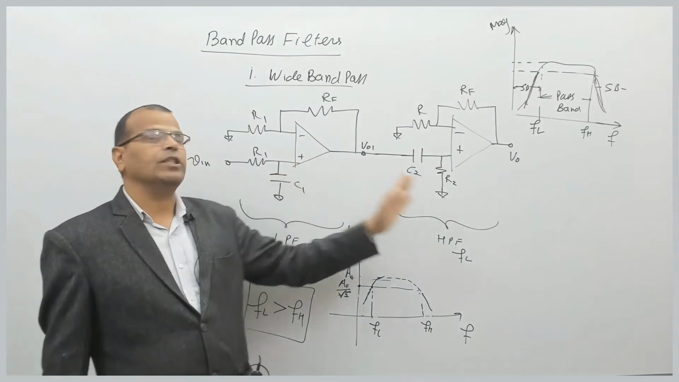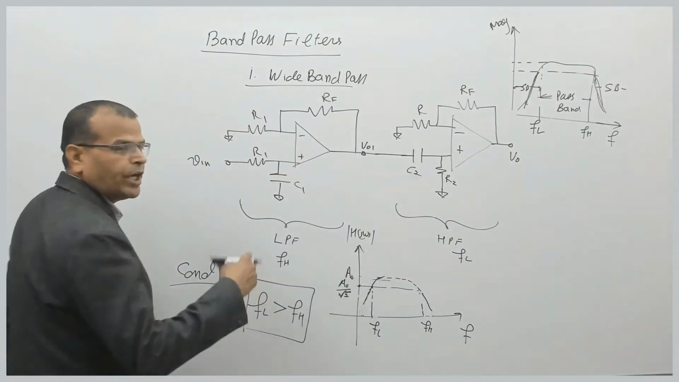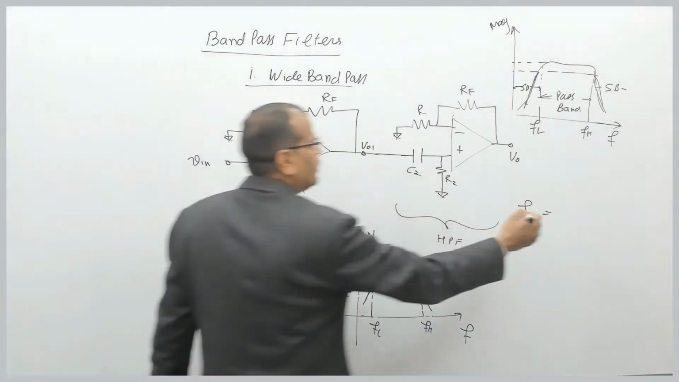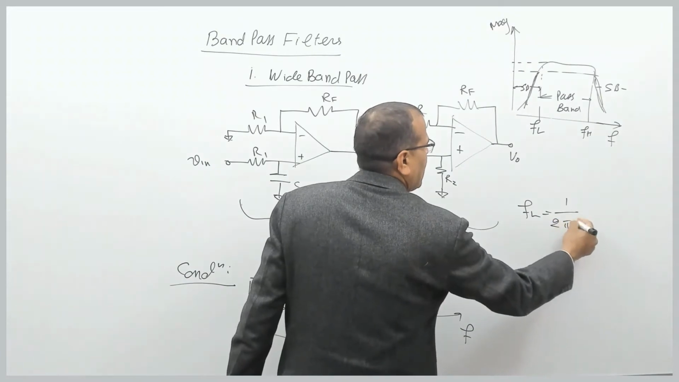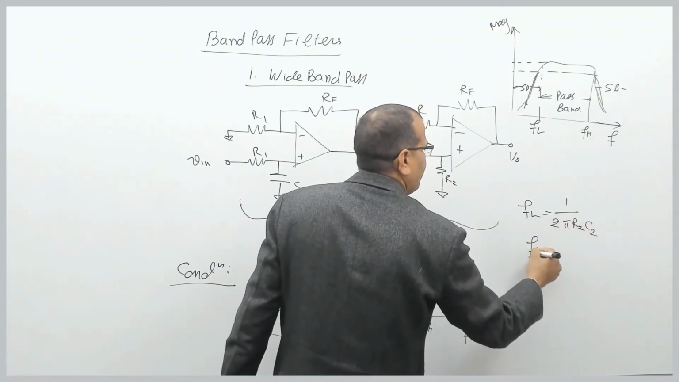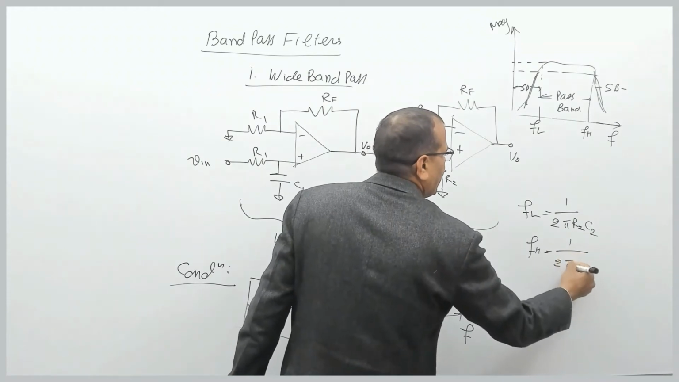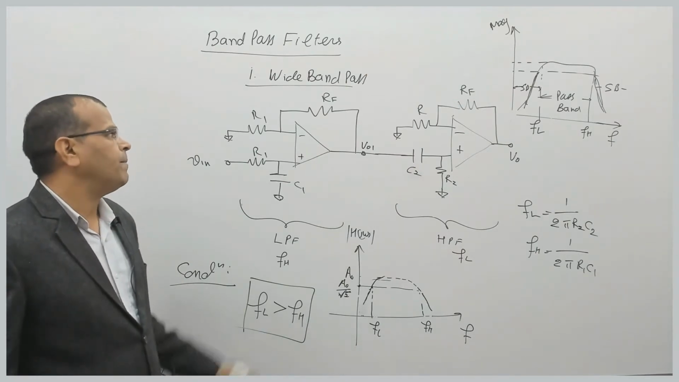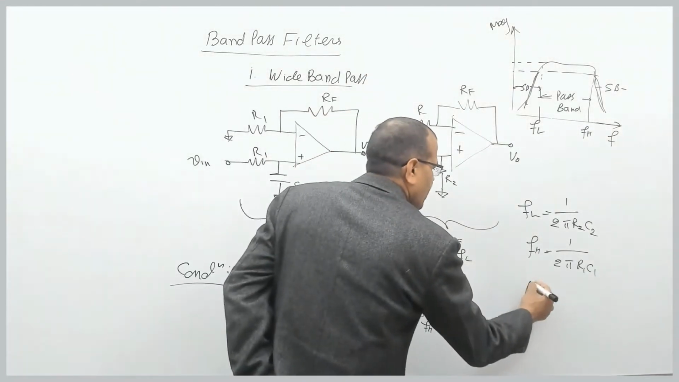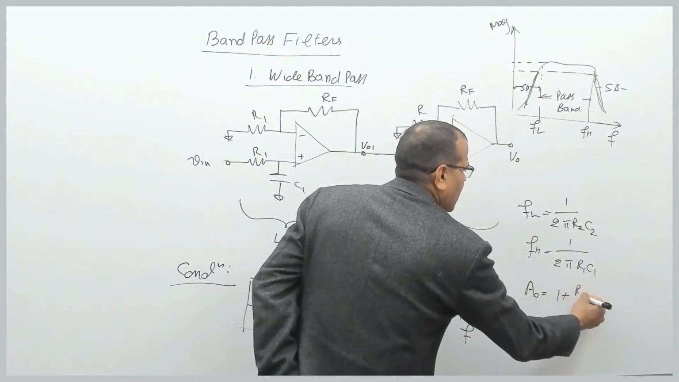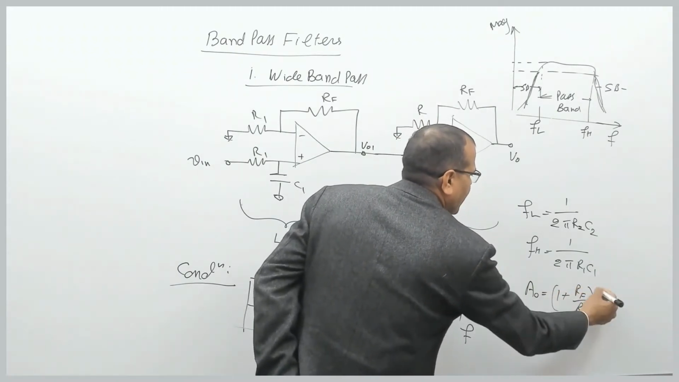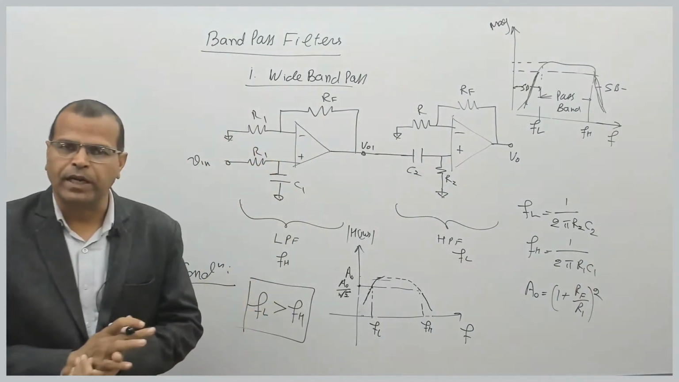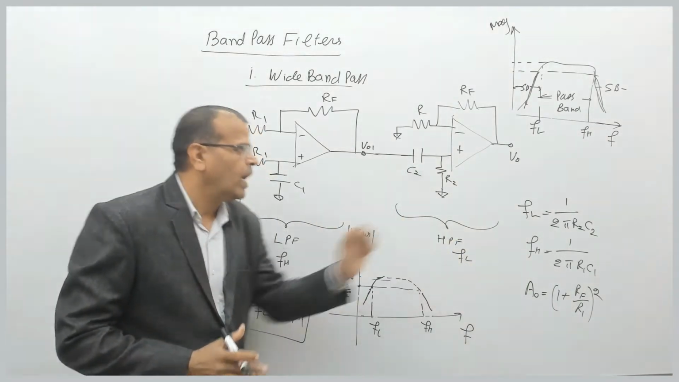And these are interchangeable. Suppose what I do now, please see carefully. First of all, what is FL? FL is the cutoff frequency of this. So that is 1 by 2 pi R2C2. What is FH? That is 1 by 2 pi R1C1. Right? And what will be the gain? This A0. A0 will be (1 plus RF by R1) whole square. That will be the gain. How it is going to happen? We will see that mathematically. That is what we have now.